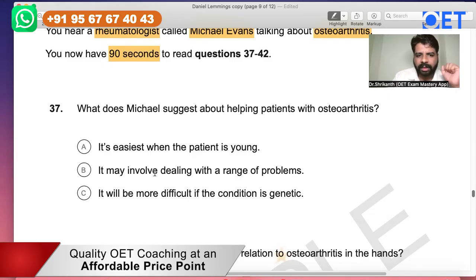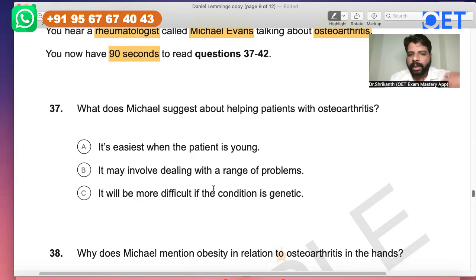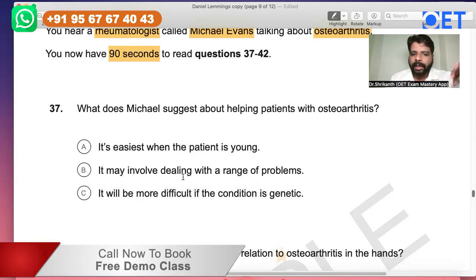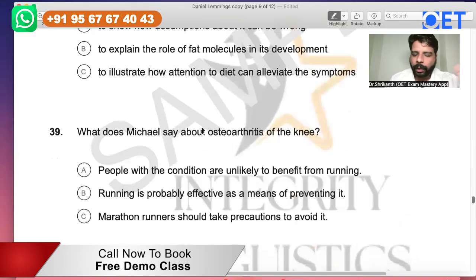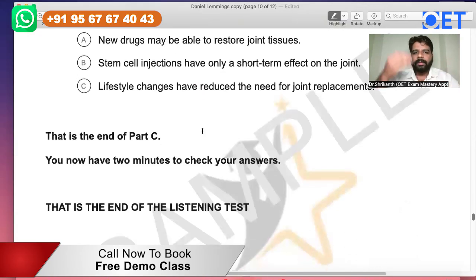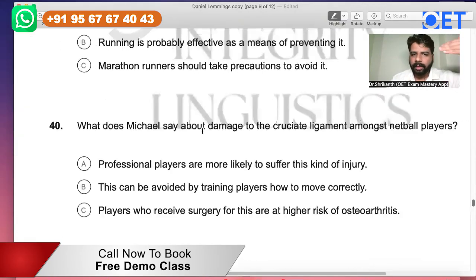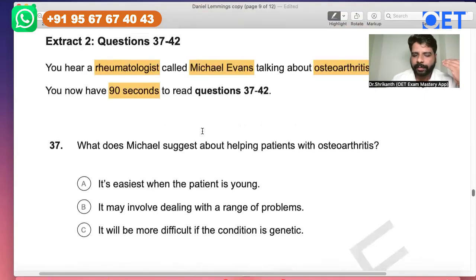It's easiest when the patient is young. It may involve dealing with a range of problems. It will be more difficult if the condition is genetic. So like this, very quickly, they will read the question and the three answer options. This also they will read very quickly, and this also very quickly. Okay, and then they will read the entire six questions maybe two or three times.